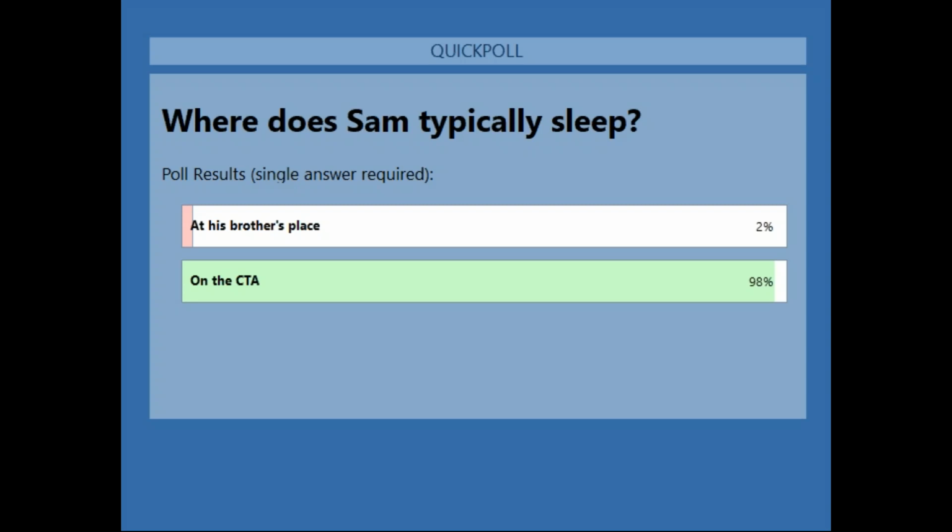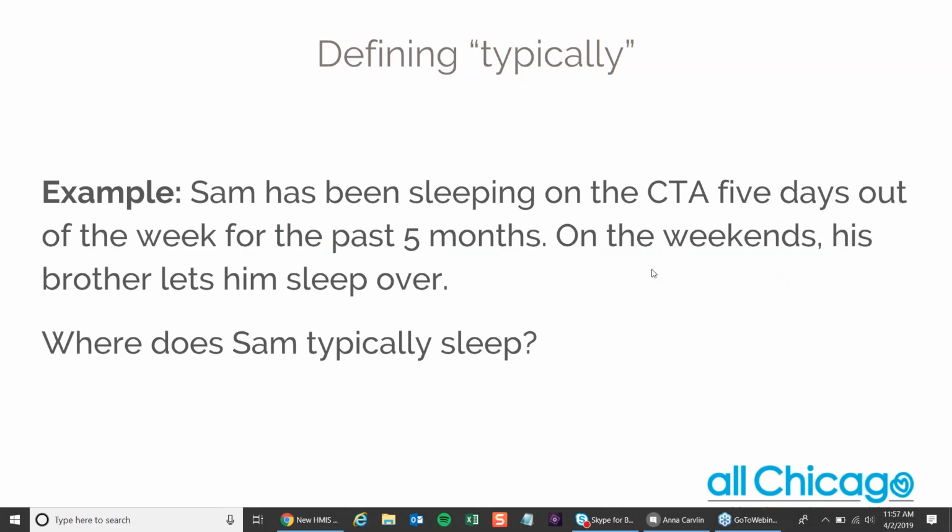I know typically has to be defined, and it's one of those things where it makes sense, but we want to give you some guidance in terms of what is defined as typical. So I'm going to go ahead and unhide this. Again, we would list Sam as typically staying on the CTA.